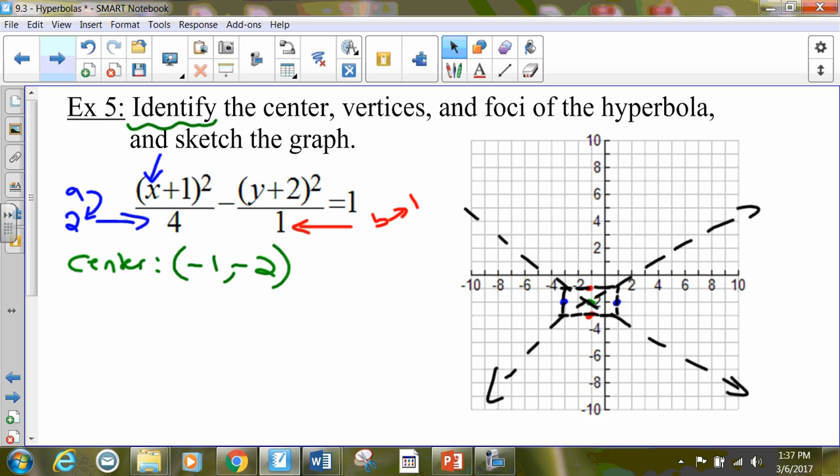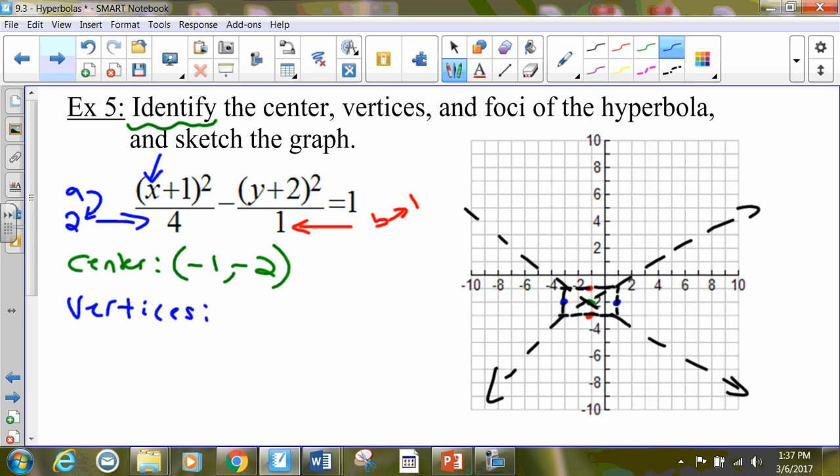Let's stop for a second because I moved ahead with the graphing, but I stopped with the identifying. So let's talk about the vertices. I would like you to be able to do this. See how our center is -1, -2? I'd like us to use our center and just write one point that represents both vertices.